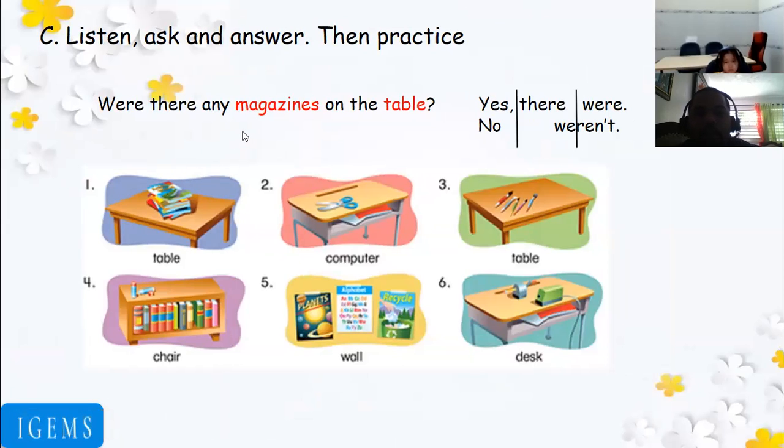So let me ask you something. Were there any magazines on the table? If the answer is affirmative, you will say, yes, there were. If there were not, you're going to say, no, there weren't. Let me ask you this. Were there any magazines on the table? Yes, there were.